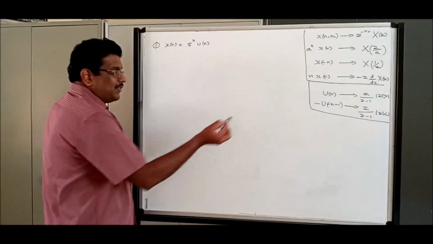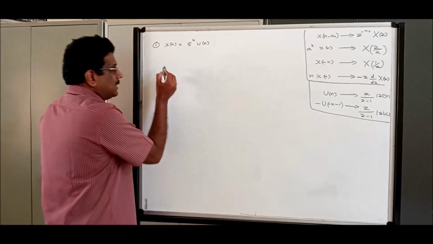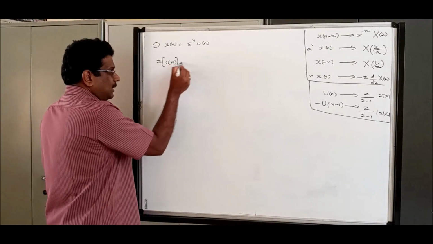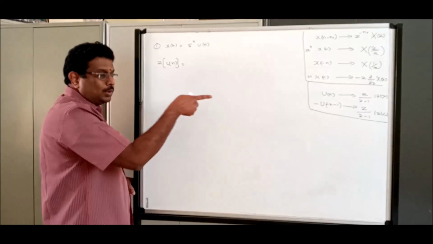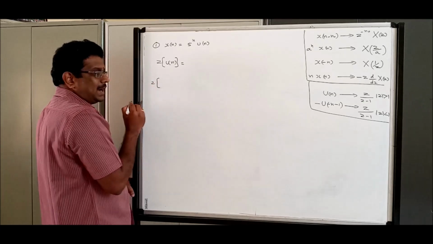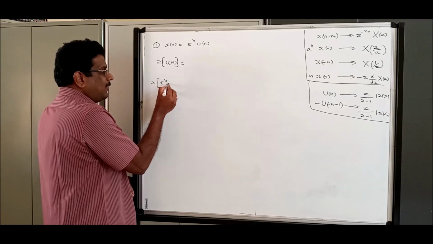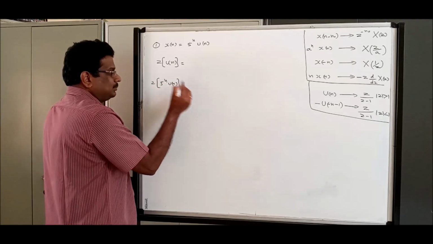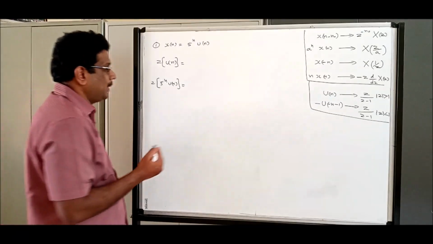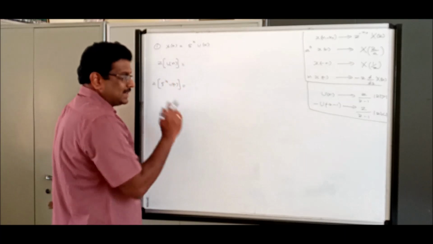So remember, let us implement. Always start from the basic problem. What is the basic problem? Z transform of u of n. I know. From here to here, what is the change? Z transform of 5 power n u of n. Now please remember, this is the way you should analyze the problem. I will give the answers later.